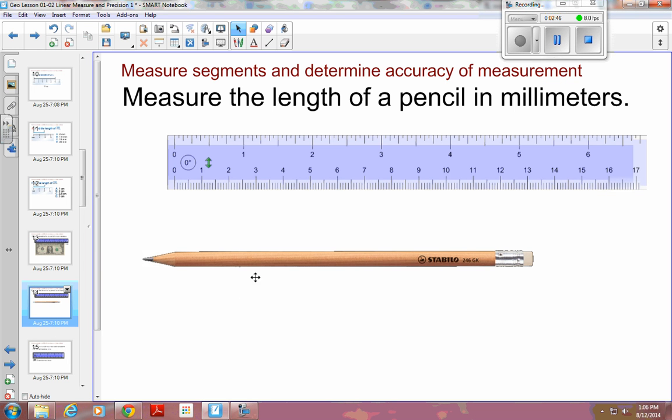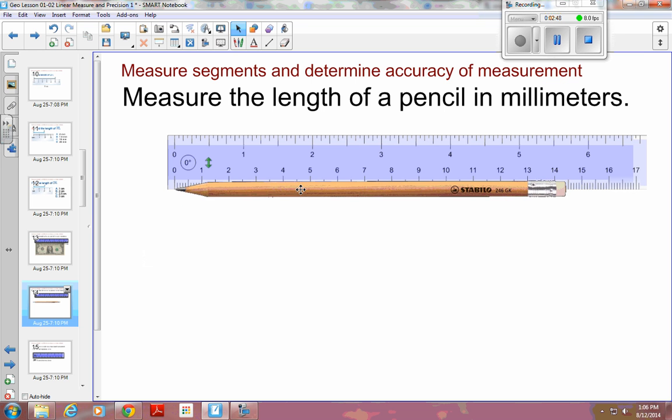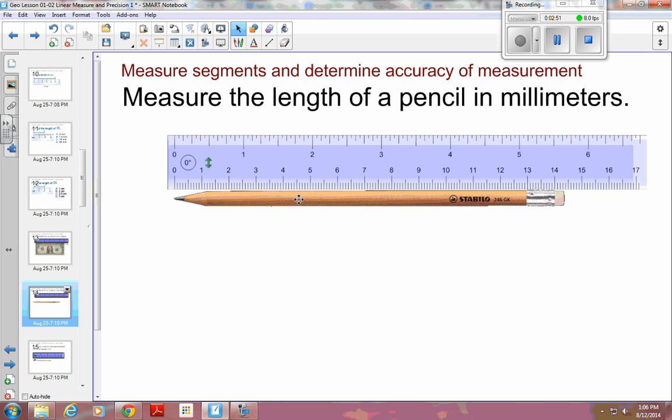Okay, measure the length of the pencil in millimeters. So again, I'm going to line up my point of my pencil. So the point of my pencil, and if you need to drop a line straight down to see where it comes. And then you could draw a line straight up if that helps you.